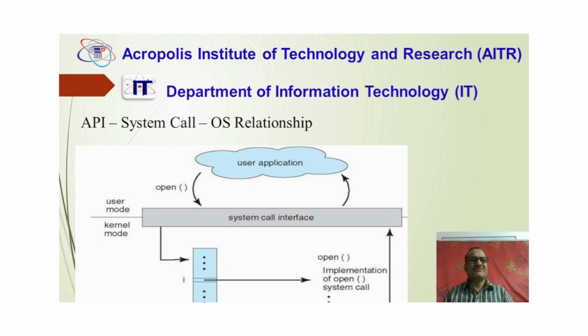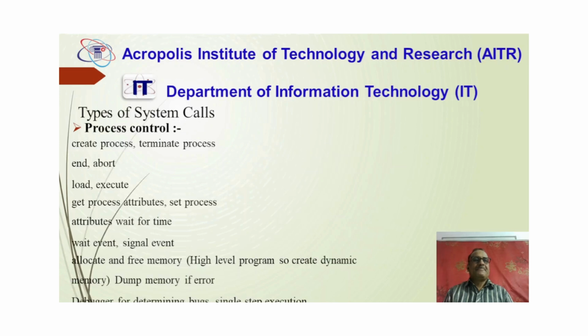A system call is an interface. User mode and kernel mode operate apart from the system call interface. That means if an operating system is going to shift from user mode to kernel mode, then the system call works as an intermediary between them. And a short open system call is written here for opening a file. So there are various types of system calls.